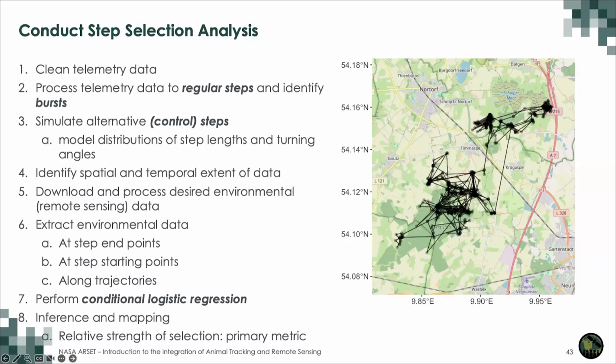And the main output of a step selection function is called relative strength of selection, which is our way of understanding how animals are using different habitats. And we'll go into exactly what that means in a little more depth later.